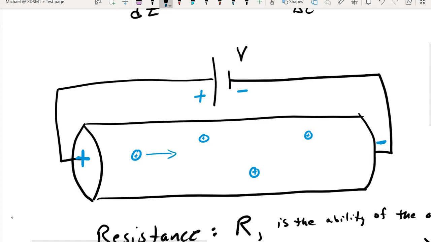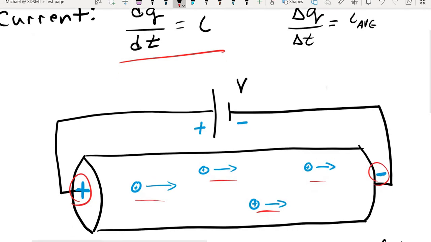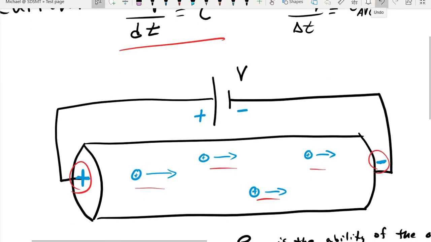And so we're going to see these charges that are inside the conducting material start moving towards the right because they're being repelled by the incoming positive charge, and they're being attracted by the negative charge on the other end. And now that we have all of these charges moving together in the same direction, we have accomplished this rate of change for the charge as it moves through our material.